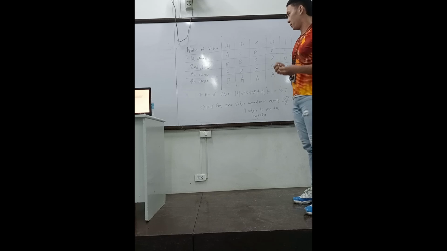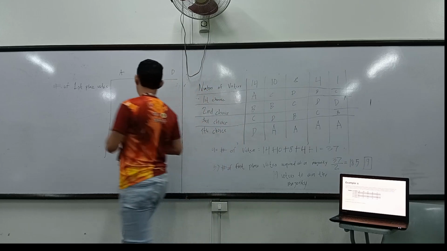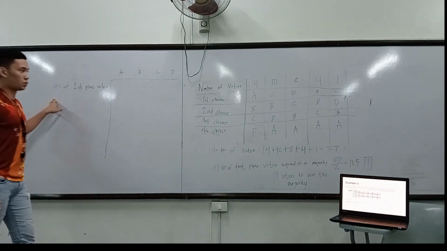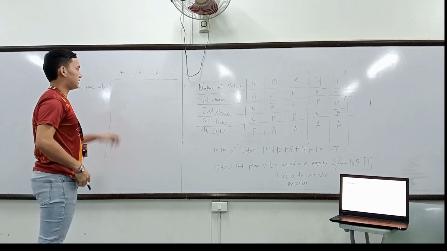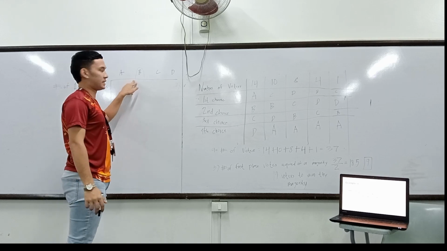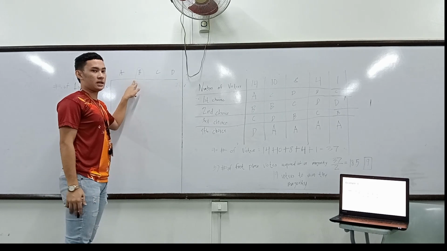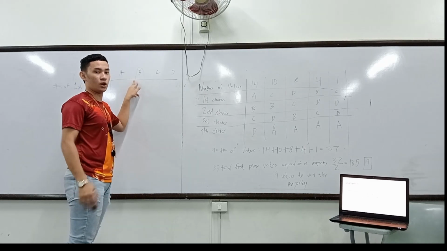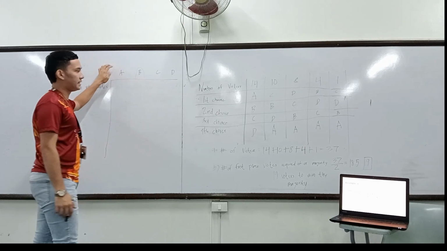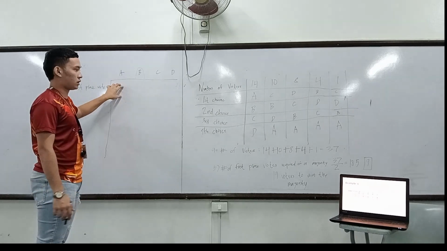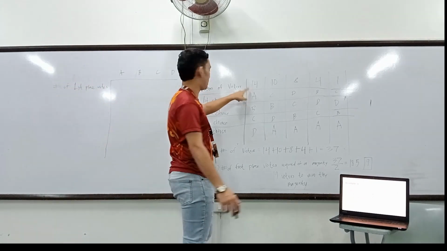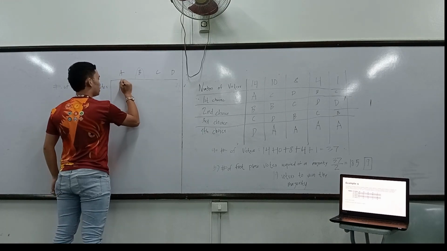The next step we're going to do is eliminate the candidate who gets the lowest votes in this table. These are the steps, and this is what we call the plurality elimination method of voting. First, we need to find the votes of candidate A. Candidate A got 14 votes.